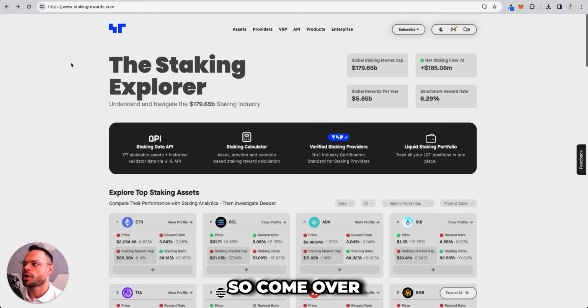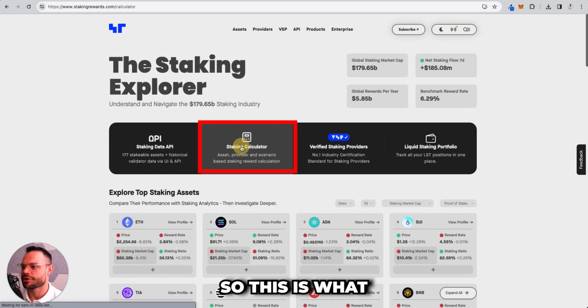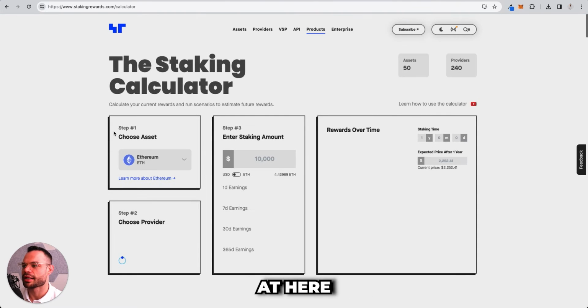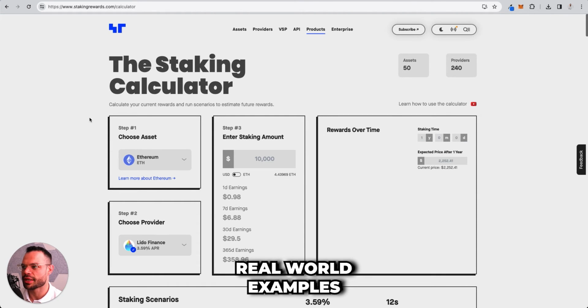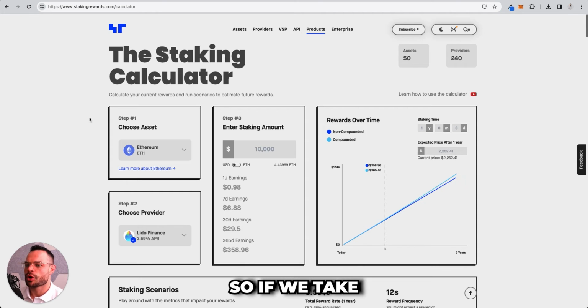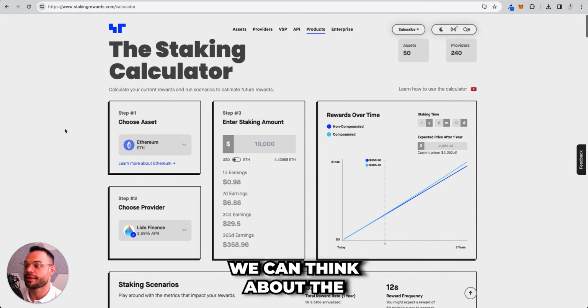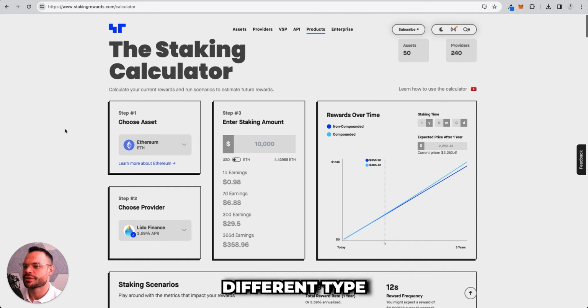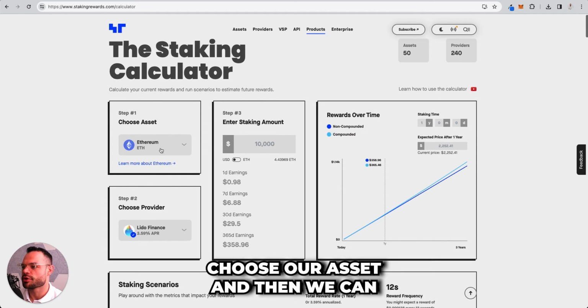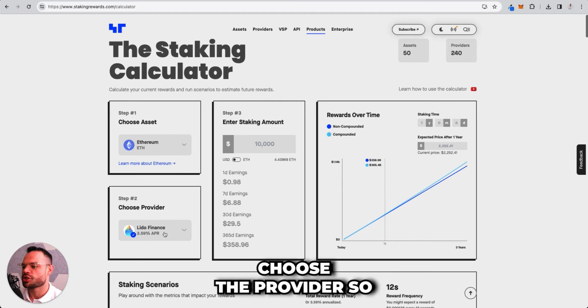So come over to stakingrewards.com and take a look at the staking calculator. This is what we're going to look at to give us a couple of real world examples. If we take Ethereum, for example, we can think about the different staking rewards we can earn over time. You can play around with some of the variables yourself. Basically, what we do here is choose our asset, and then we can choose the provider.